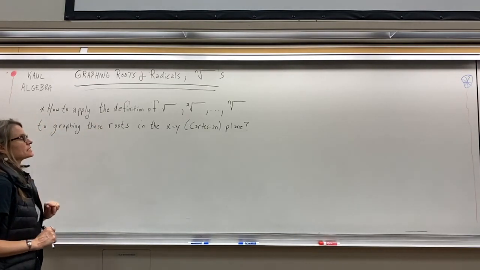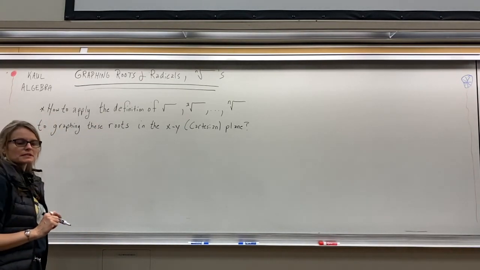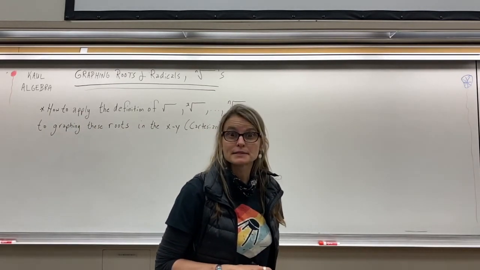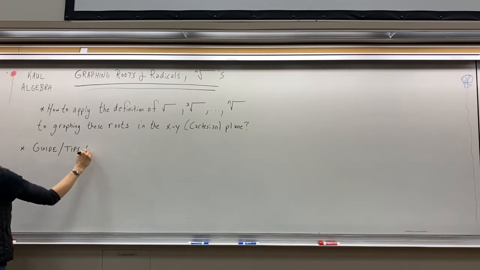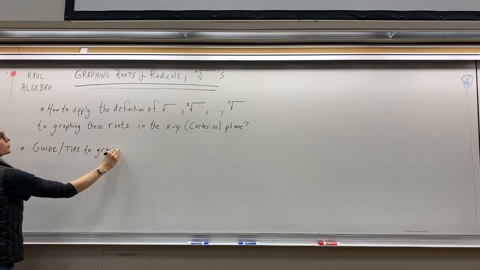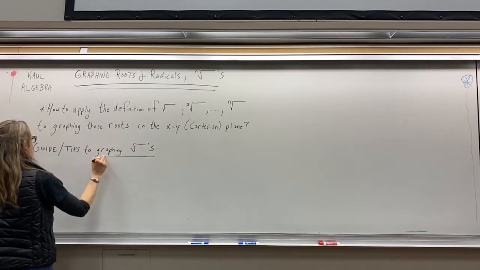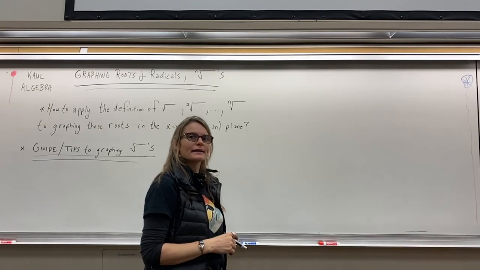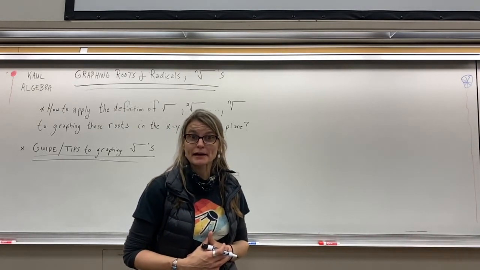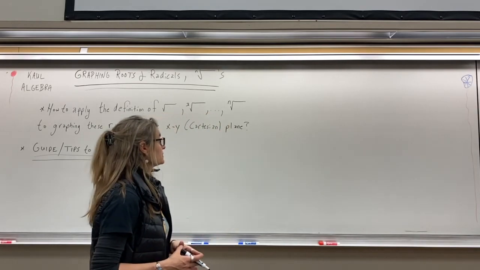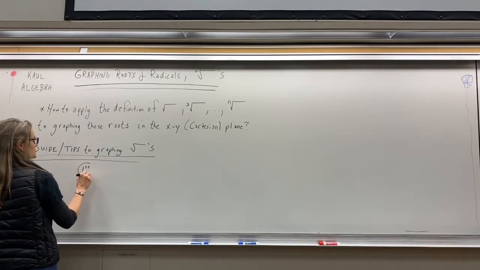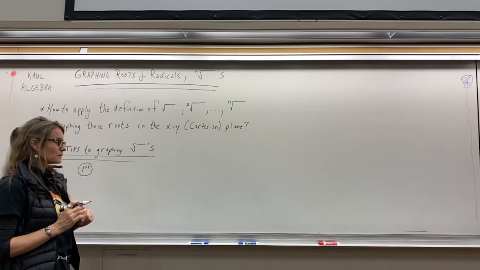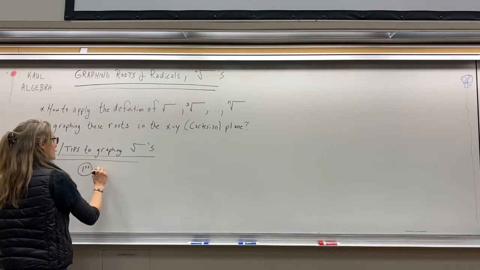So how do we graph these in the Cartesian plane? First, we want to give ourselves a few guidelines, or tips, to graphing roots. The number one thing is to try to understand what kind of values and points you're going to have on these radicals, what you will have in your table of values. The first thing I would encourage you to do, and this is really important because it gives you a feel for what the graph will look like, is first make a table of values.